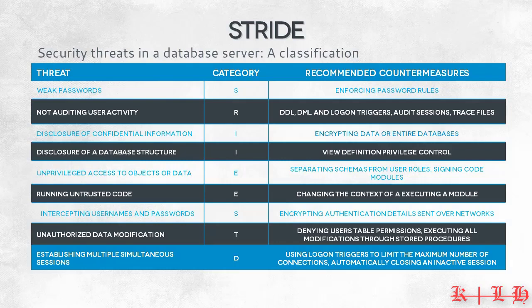Having classified the threat as repudiation, we think of the best way to eliminate it. Because the problem concerns a database, the best answer is user activity monitoring tools. Depending on the database type, these can include database triggers, trace files, or database auditing.